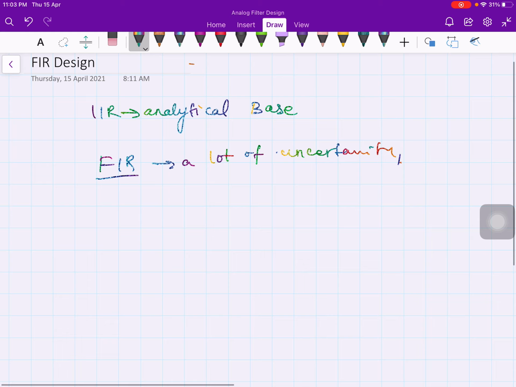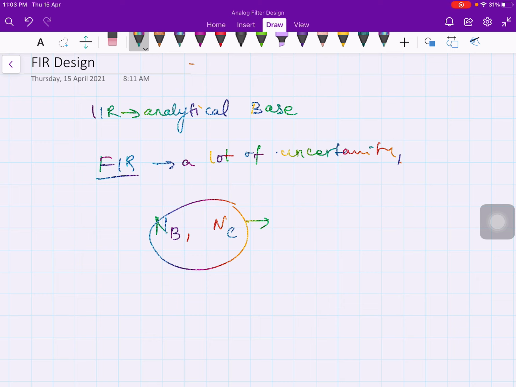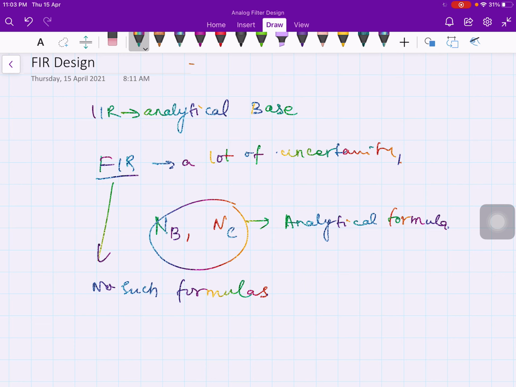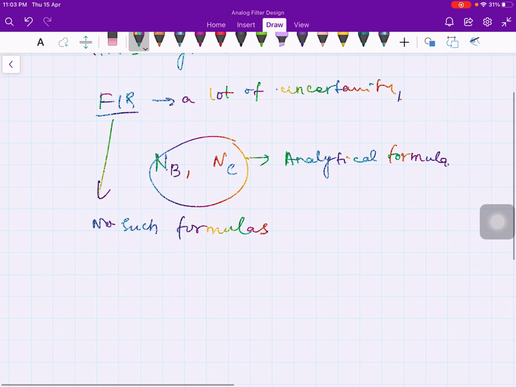You see in IIR, infinite impulse response filters, there were analytical formulas for calculating the Butterworth order NB and the Chebyshev order NC. Right? To calculate these orders, we had analytical formula, if you recall. But there is nothing like this in FIR. So FIR, no such formulas. So everything goes by trial and error method. Okay. So in FIR, you only have empirical formulas.